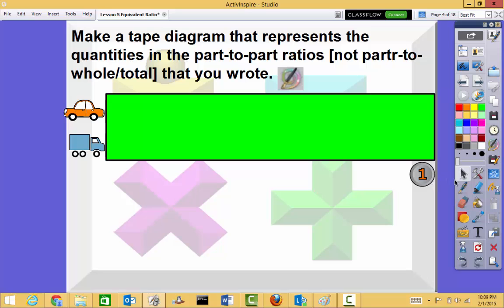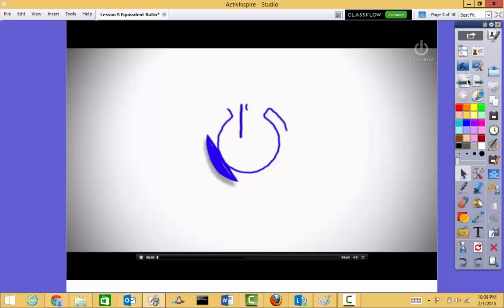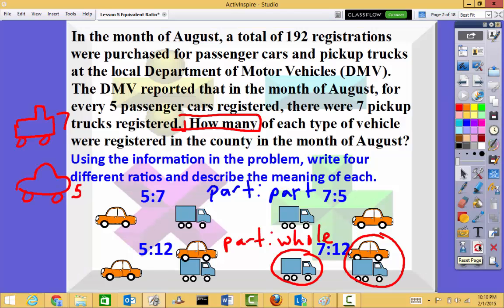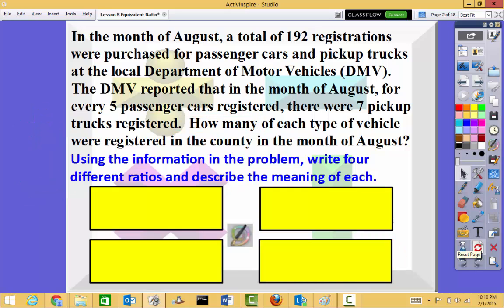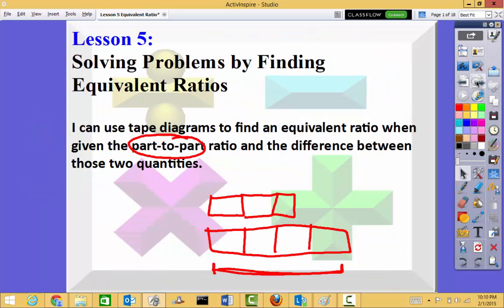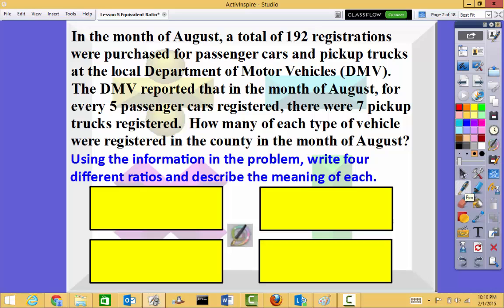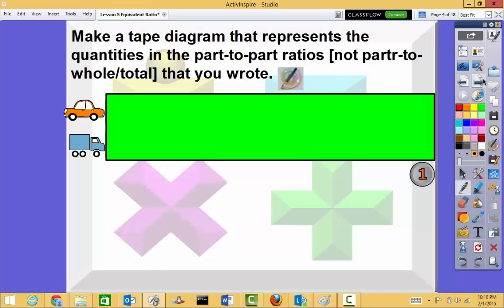All right, so now we're going to look at how we can make models to find equivalent ratios. It's asking me to make a tape diagram that represents the quantities in the part-to-part ratios, not part to total or the whole. So let's look back at our original problem. What is it asking us for? Well, it's asking us for a ratio of 5 passenger cars to 7 pickups. So that's going to be our problem that we're going to make.